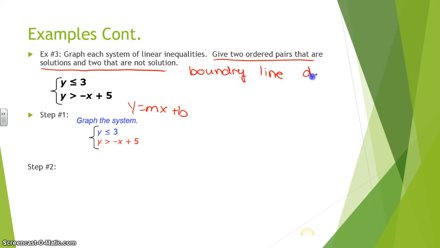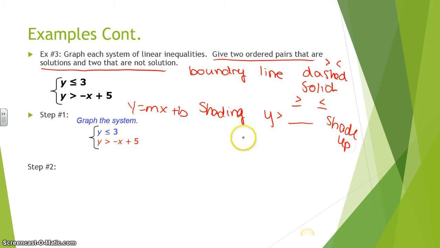We need to decide whether the boundary line is dashed or solid. Remember, it's dashed if it's greater than or less than. It's solid if it's greater than or equal to, or less than or equal to. And we're going to have to do some shading here. When y is greater than the equation, you shade up. When y is less than the equation, you shade down. All of these factors that you learned from the last section apply in this section. So let me erase these notes.